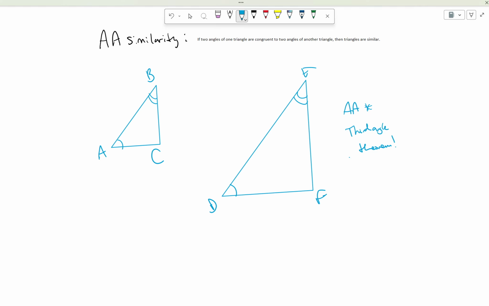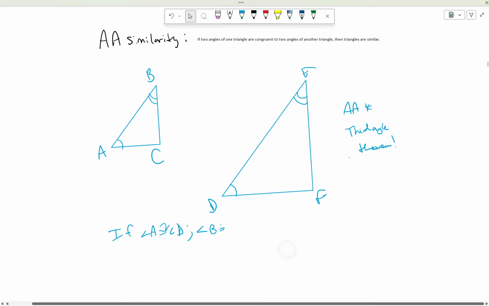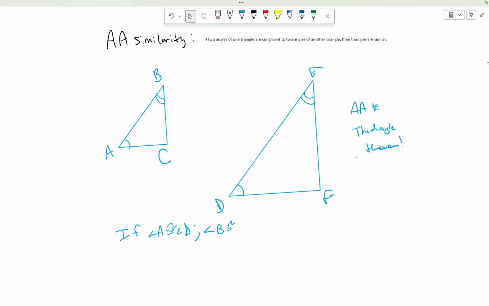All right? So, in other words, here, if angle A is congruent to angle D and angle B is congruent to angle E, then triangle ABC is going to be not congruent, but similar to triangle DEF. And if we don't know what that symbol means by now, you are not paying attention to these videos. Okay? Continuing on.